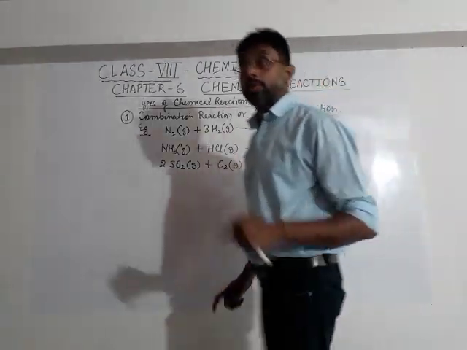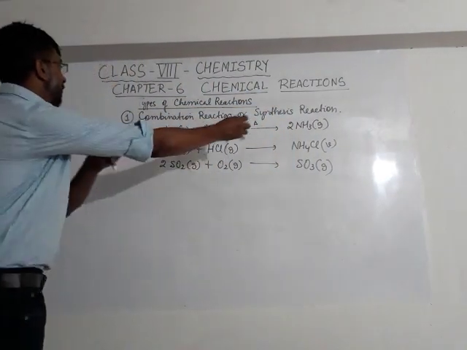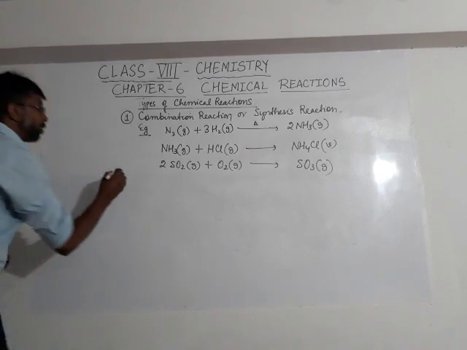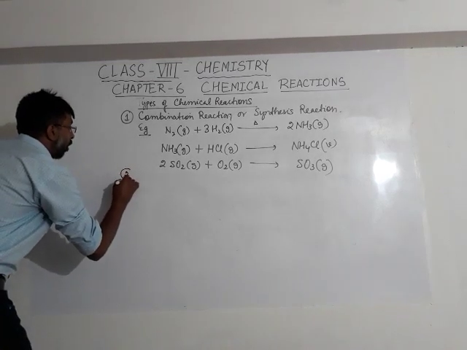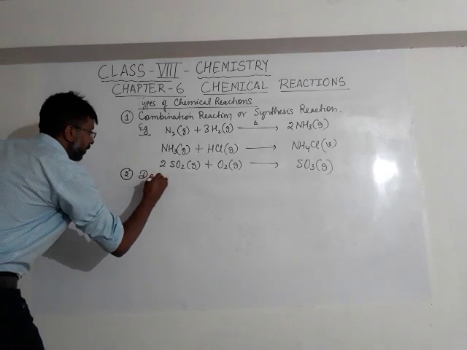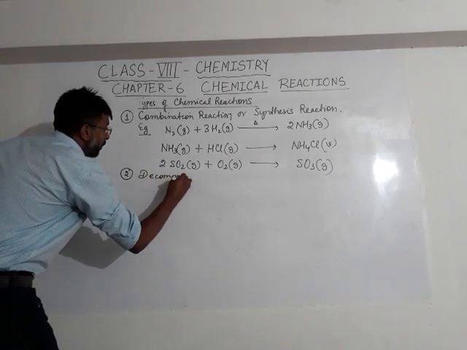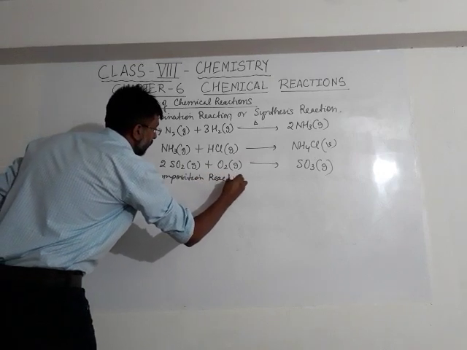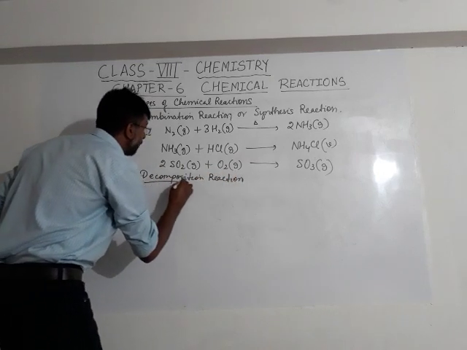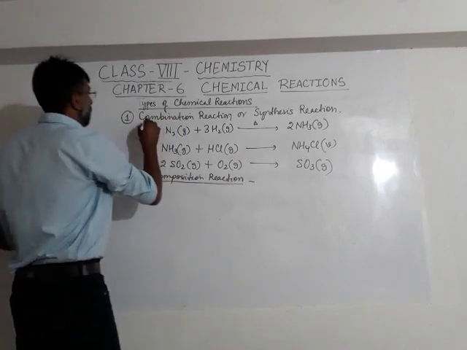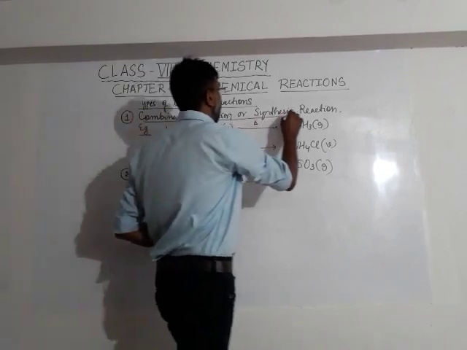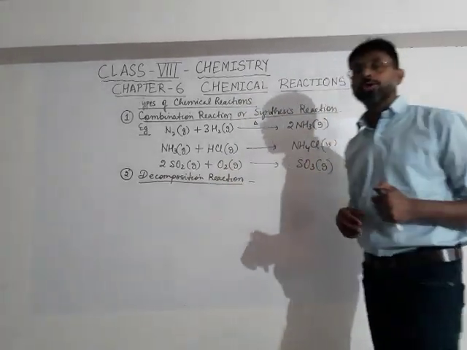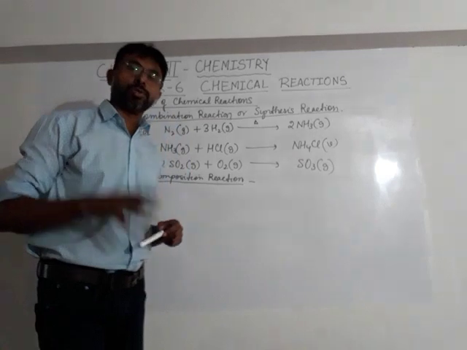Okay, now let me go to the second type of chemical reaction. The second type of chemical reaction, number 2, is called decomposition reaction. The definition of decomposition reaction you will find in the book. It is given over there, or I have given you the definition in my notes assignment which I have already sent you some time ago.